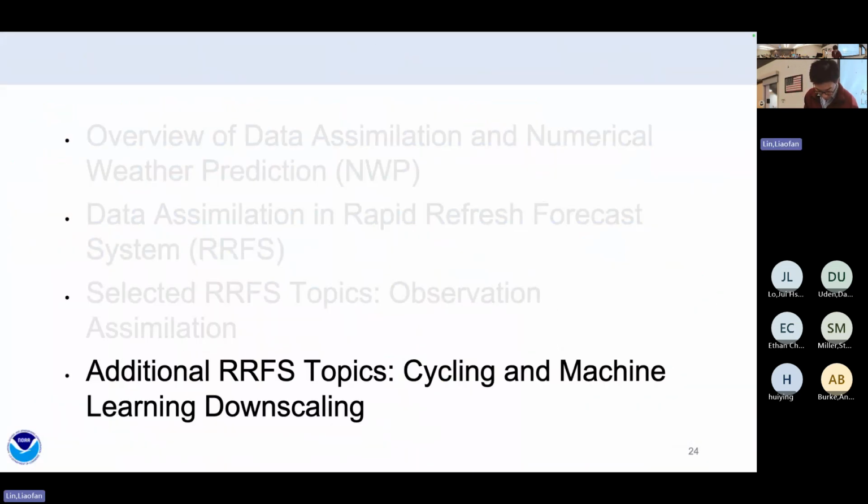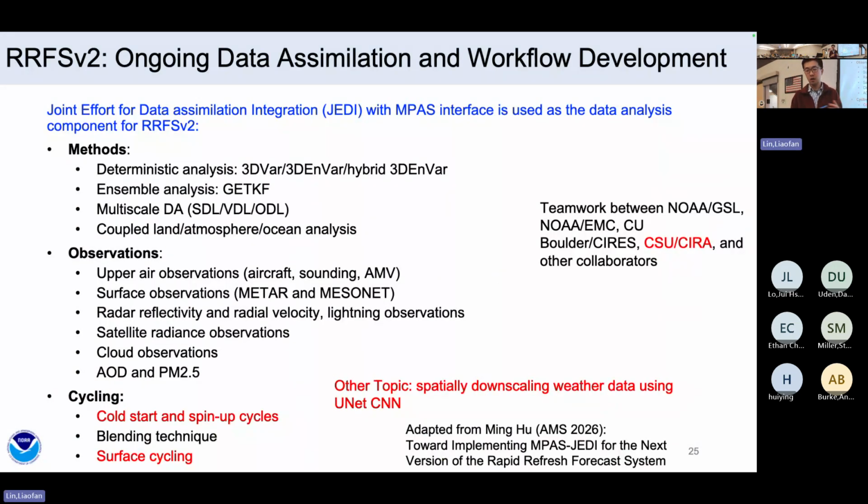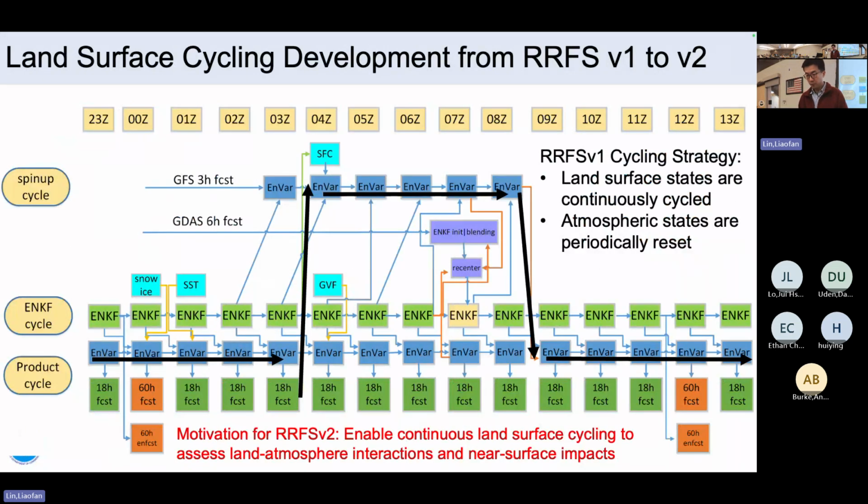Okay, for the next, I'm going to show additional topics, land surface cycling and machine learning downscaling. Again, I showed these slides as a summary before, and I finished some of the select topics for the observation DA. Now I'm going to introduce the cycling strategy and other topics that are related to DA as well. First, as we now transition from RRFS version 1 to version 2, we certainly need to understand how cycling can further enhance our forecast capability.